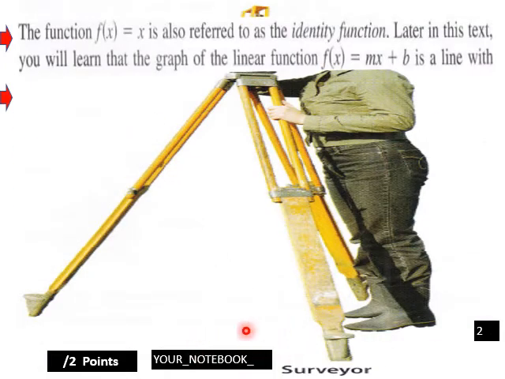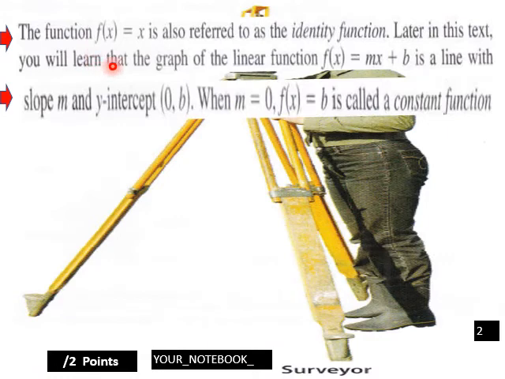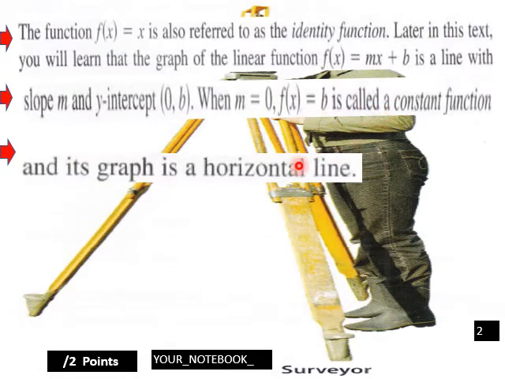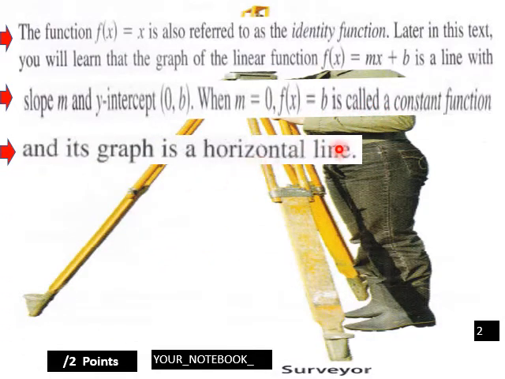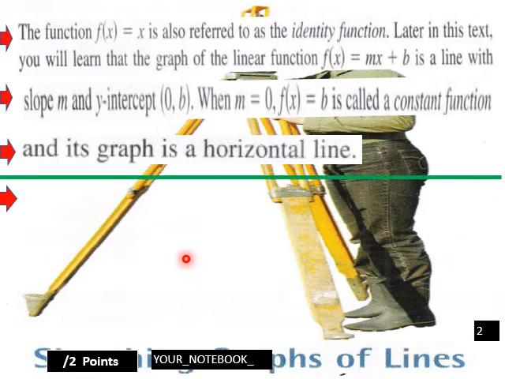This goes in your notebook, students, page 2. The function f of x equals x is also referred to as the identity function. Later in this course, you'll learn that the graph of the linear function f of x equals mx plus b is a line with a slope m and y-intercept (0, b). So here's your slope here, and then here's your y-intercept there. When m equals 0, f of x equals b is called a constant function, and its graph would be a horizontal line. And y equals b would be a horizontal line.